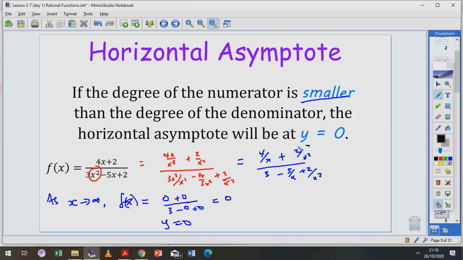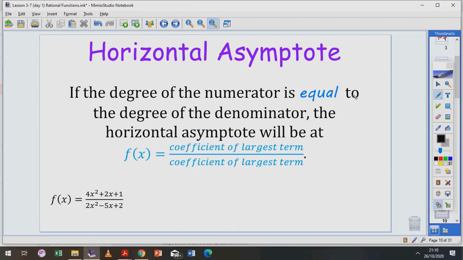Now what I've done here, you don't have to divide each of the terms to come to this result. All you have to do is divide the first terms, the leading terms only. Just divide the leading terms by the highest power in the whole rational function.